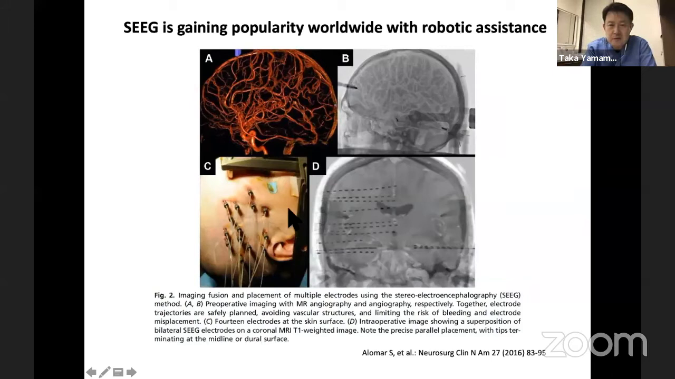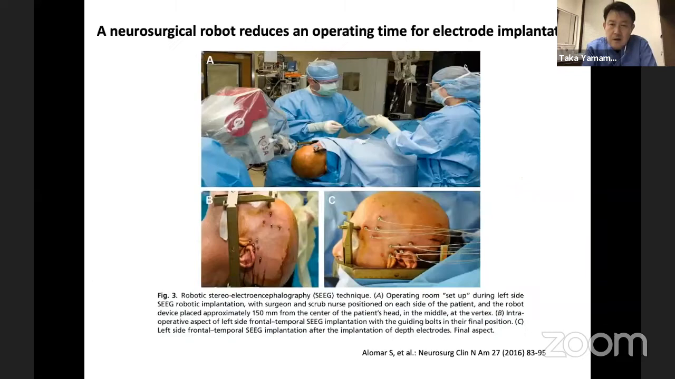Previously many institutes used frame-based implantation. But now the neurosurgical robot reduces operating time. This is the ROSA from Zimmer Biomet, and the other one is the Neuromate from Renishaw. These are two neurosurgical robots, but very expensive. Not easy to purchase.